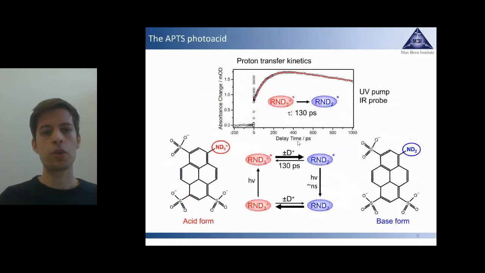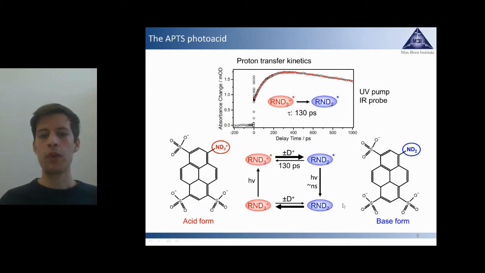So I want to show you which photoacid we chose for this experiment. This is the so-called APDS photoacid. It has a large pi system here on this pyrene core, and attached to it is a nitrogen-containing acid group. In this case, we chose to have the deuterated molecule, using deuteron instead of hydrogen here, which simply extends the timescale for this reaction. This is a quick check experiment by UV pump IR probe where we can benchmark the dynamics. So this is a reaction which now happens in 130 picoseconds for this proton transfer step, and so it's more suitable for the 50 picosecond time resolution we have at BESSY.